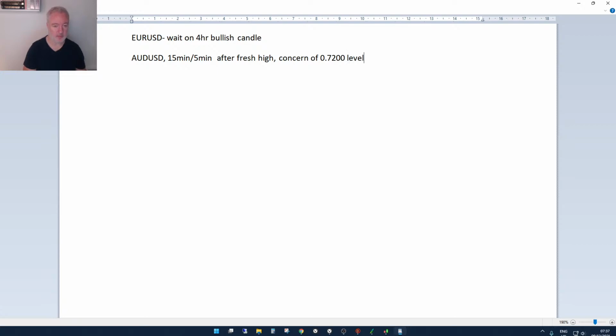Level. Okay. Doesn't mean it might break through that. There could be a break and a test after that as well. So that's those ones there.